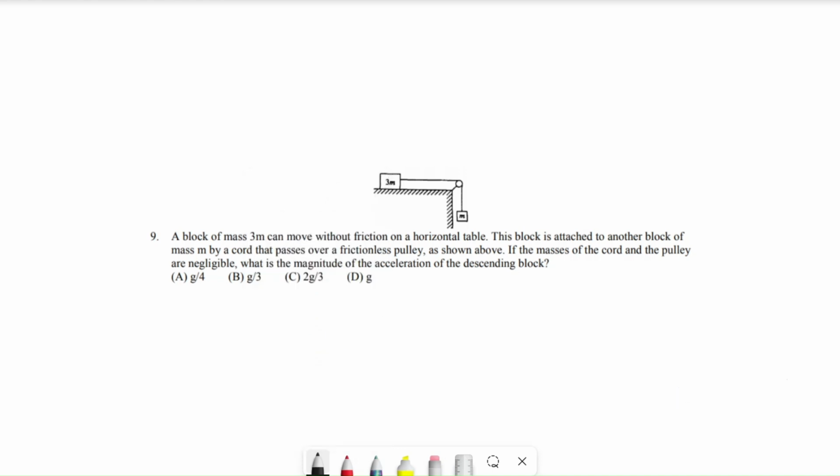And here we can see that the block of mass 3m, so the block up here, it says that it's moving without friction on the horizontal table, and then it's attached through a cord over a frictionless pulley as shown above. And if the mass of the cord and the pulley are negligible, meaning they don't add anything, we're asking now what is the magnitude of the acceleration.